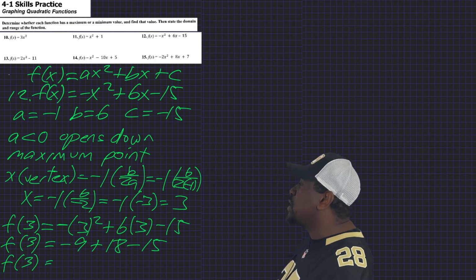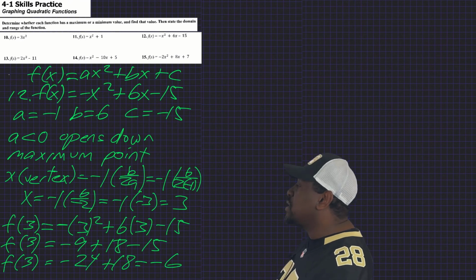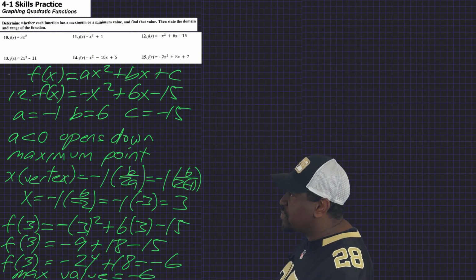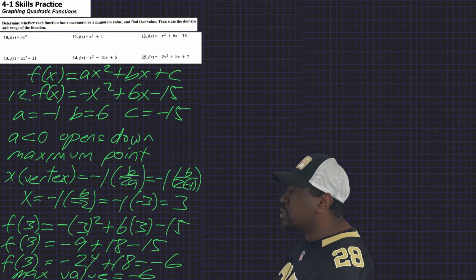At this point, we combine the like terms, negative 9 and negative 15 is equal to negative 24. We bring down a positive 18. You add unlike signs, the answer is going to be negative 6 because 24 minus 18 is 6. And since the highest number is negative, the value is negative. And so the maximum value in this problem will be equal to negative 6.